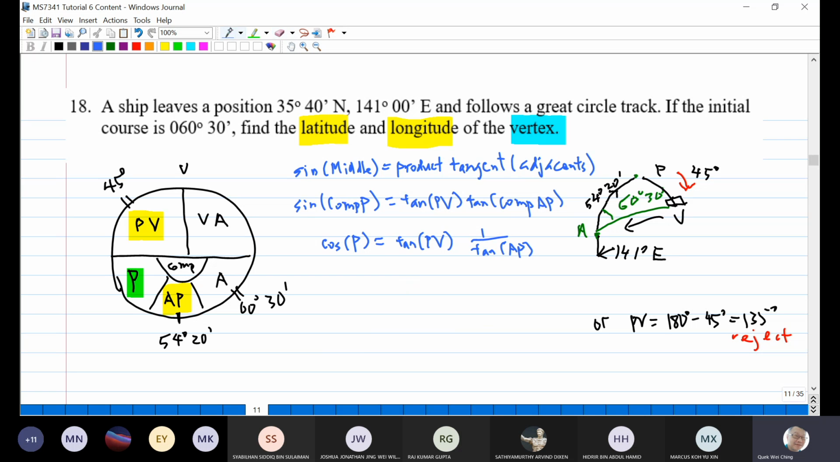So this will give you tangent of PV is 45 degree and 1 over tangent of AP. AP is 54 degree 20 minutes. So from here I find out what is cos P now. Press the calculator.